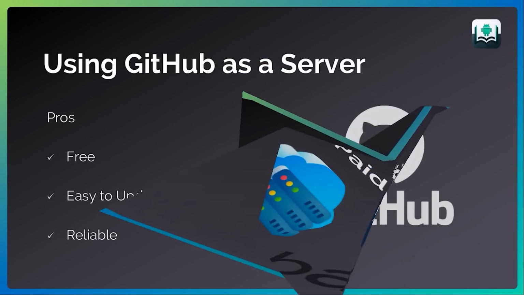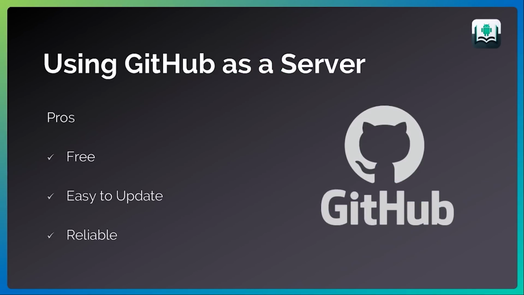But using GitHub as a server has pros and cons. First, let's have a brief on the pros. GitHub provides some useful benefits for our use case. It's free, with no hosting or database cost. To update the data, just push changes to the GitHub repository and the app fetches new content. And it is quite reliable since GitHub is a trusted platform with high uptime.